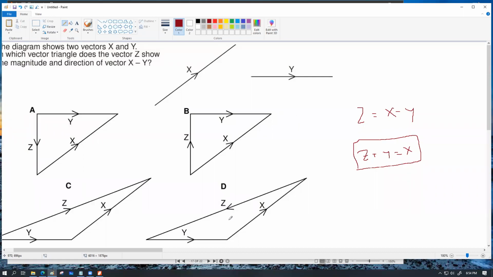Check it out. A would give us the equation z plus x equals y. Z and x are in the same sequence, where y is the opposite. But we're not trying to find z plus x equals y. We're trying to find z plus y equals x. That's why B is the correct response. See if it makes sense, everyone.